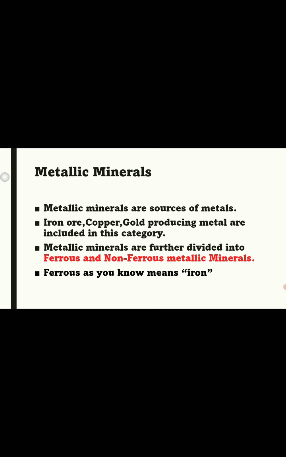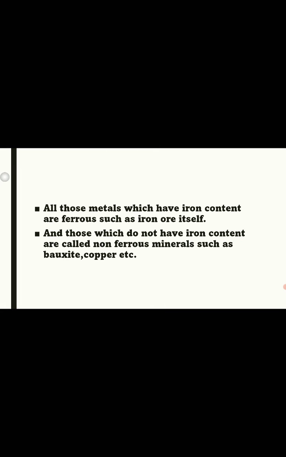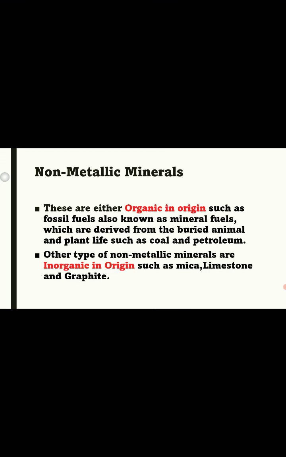So, when we talk about metallic minerals, the things we need to keep in mind are that metallic minerals are the sources of metals, and which type of metals, that is iron ore, copper, gold, etc. And they are further divided into two parts, that is ferrous and non-ferrous metallic minerals. The term ferrous means iron, so the metals which have iron content in them are ferrous, and non-ferrous minerals are those which do not have iron content in them.